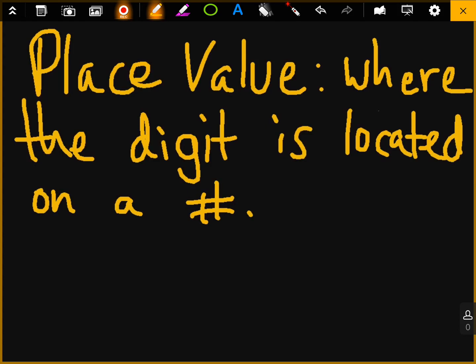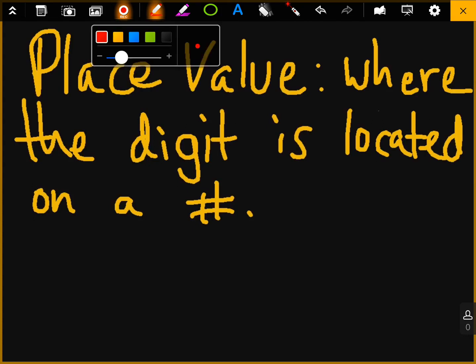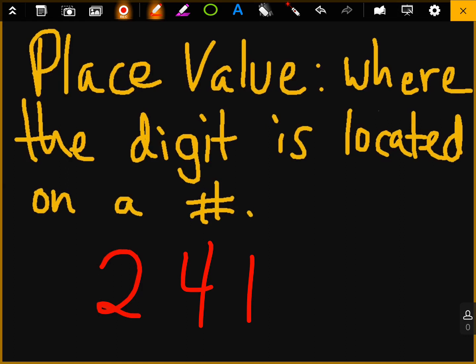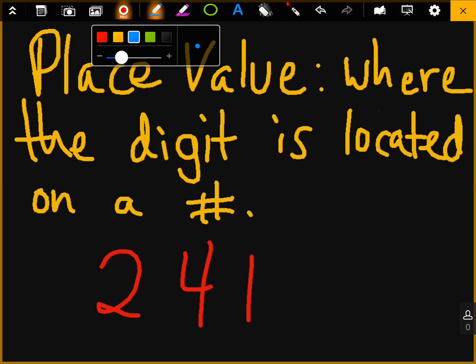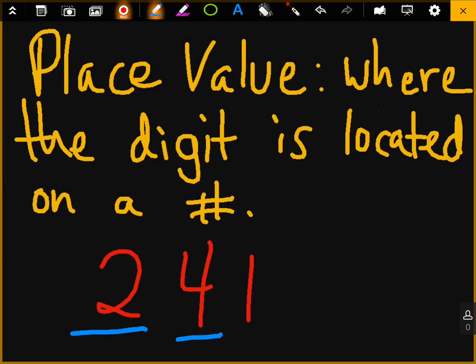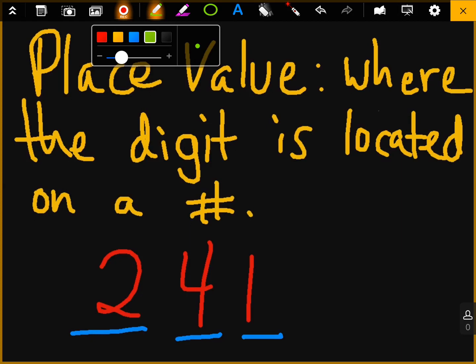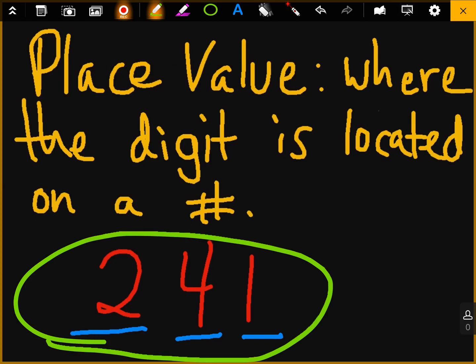And it might sound confusing because you might be thinking, Mr. Morales, you're saying digits and you're saying numbers. Aren't those the same thing? Well, not in this case. So let's say we have the number 241. Well, 241 is a number, but it's composed of three different digits, meaning it has three different digits inside of it. It has the digit 2, the digit 4, and the digit 1. Yet, the number is 241. So place value is where the digit is located on a number.